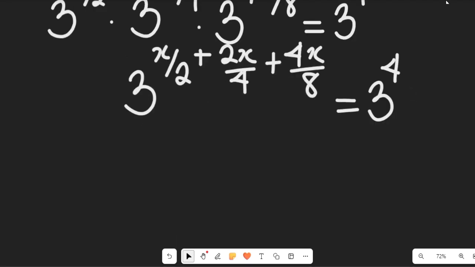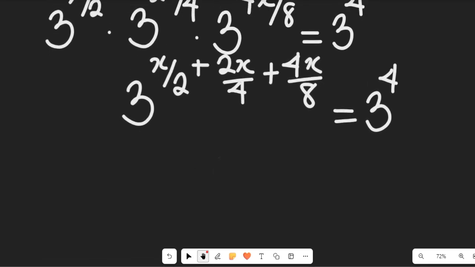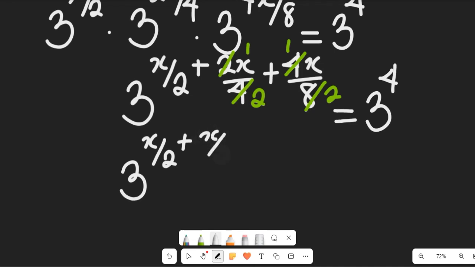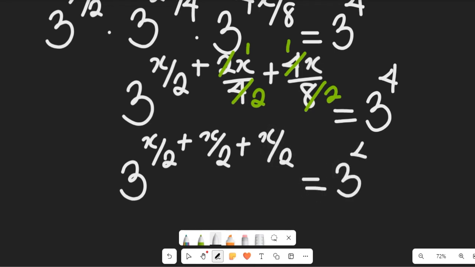Great. So having this expression, we can now simplify further. But before we do, there is one unique thing we need to do. Let's reduce this. 2x divided by 4 reduces to x divided by 2, and 4x divided by 8 also reduces to x divided by 2. So the expression will appear as 3 to the power of x divided by 2 plus x divided by 2 plus x divided by 2, and that will be equal to 3 to the power of 4.